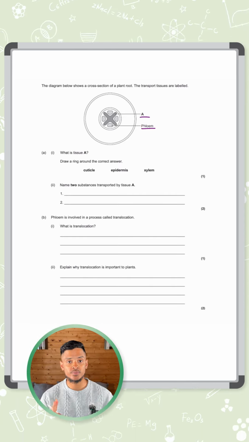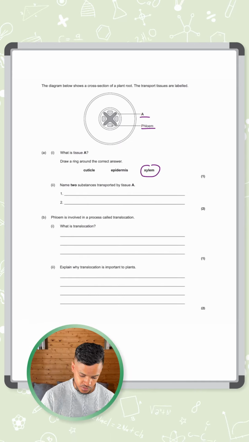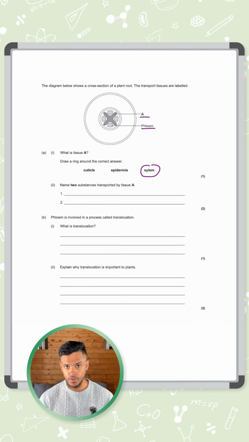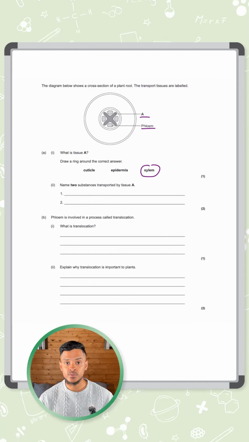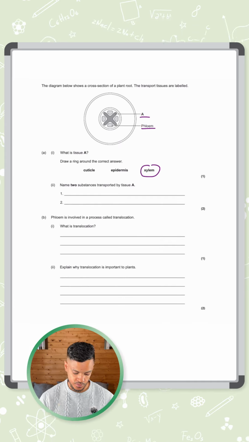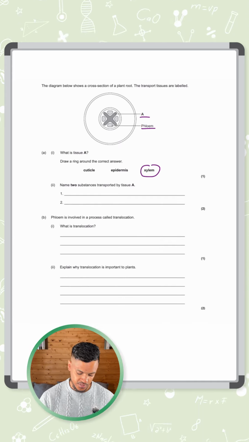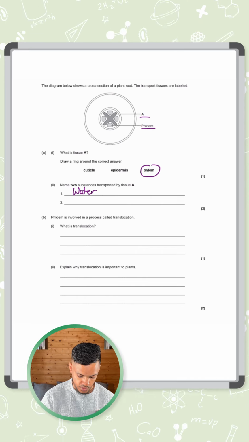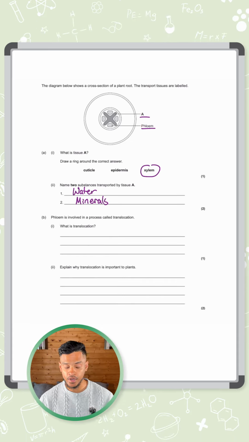The two transport systems you need to know about are the phloem and the xylem. So the phloem is responsible for transporting sugars around the plant, whereas the xylem, which is the next question, transports water and minerals. So part 2 of that question says, name two substances transported by tissue A or the xylem. You would say water for one of the marks and minerals for the other mark.